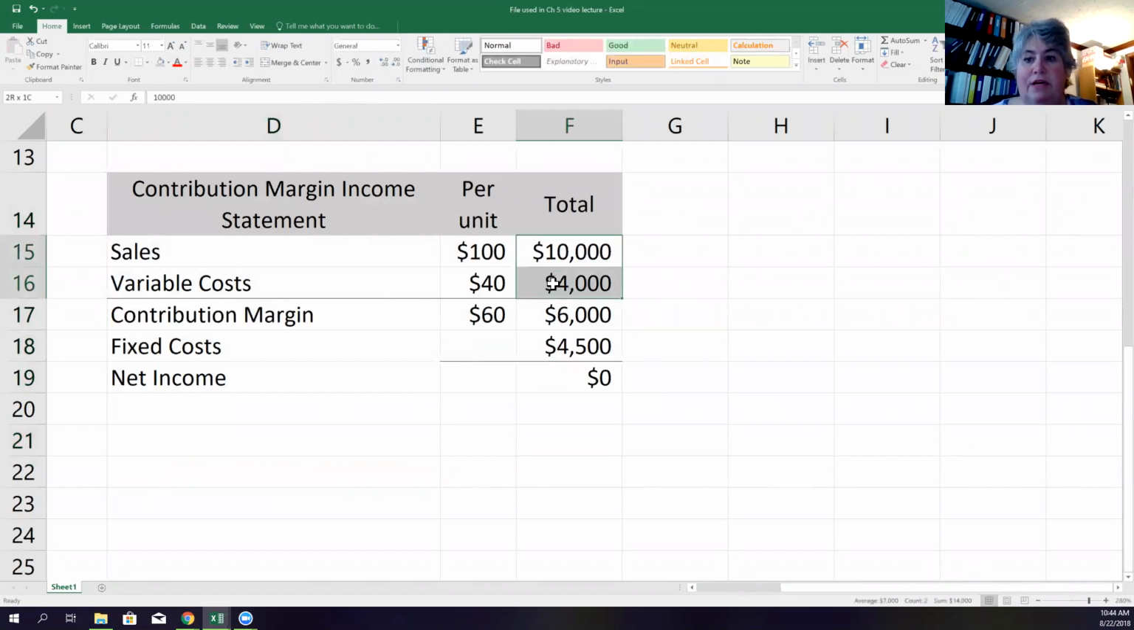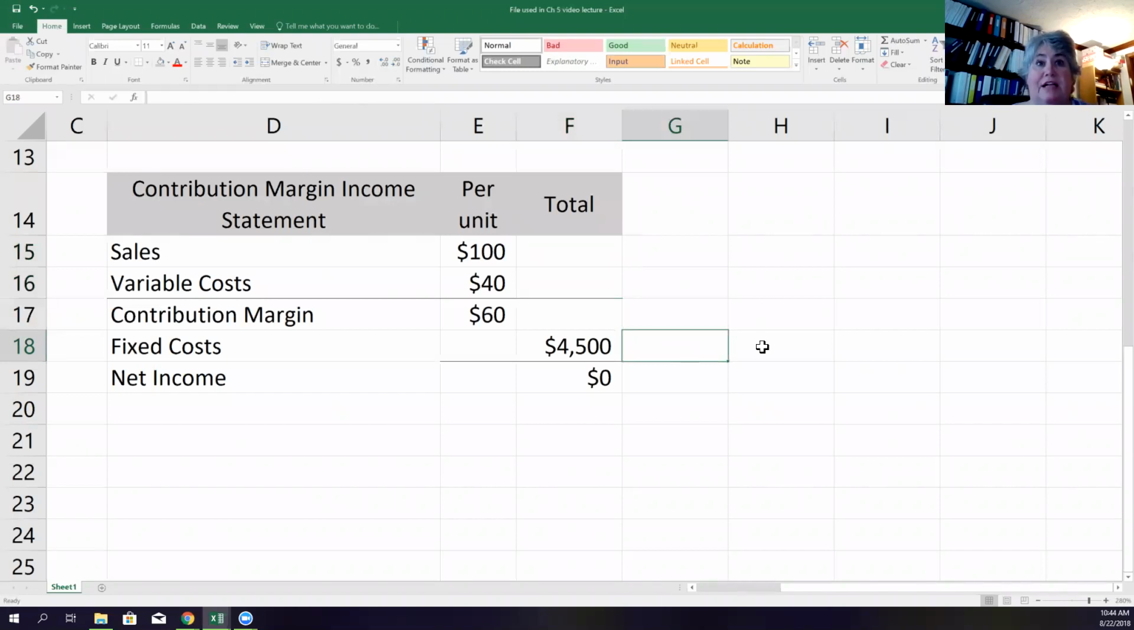We don't know how many we're going to sell, so I'm going to take away all these numbers because we don't know at this point how many we're going to sell. We do know that we sell each one for $100. $40 covers all those variable costs. So every time we sell a product, it puts $60 in the pot of money to build up to cover fixed costs.